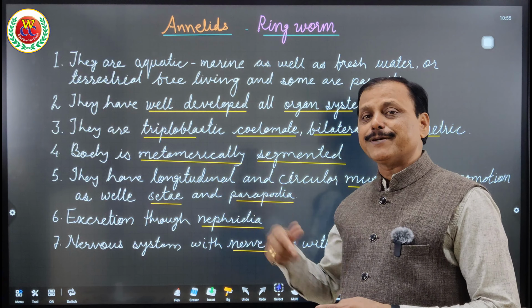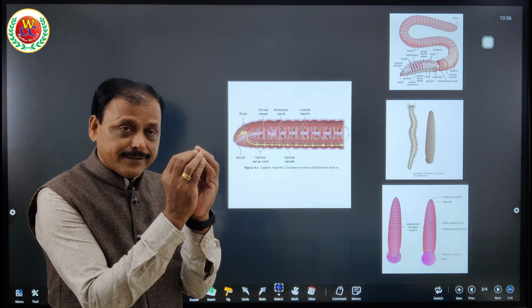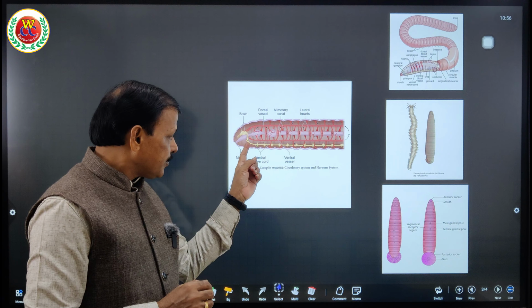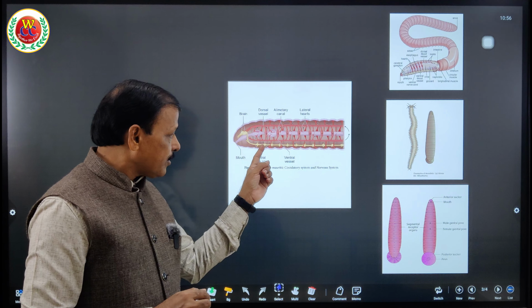Let's see in this figure, it's very clearly mentioned here. See this yellowish color, that is called the brain, and the brain extends through this ring-like structure called the nerve ring. That ring continues with these two solid nerve cords. They extend mid-ventrally, giving three peripheral nerves in each segment. That means they have a well-developed nervous system. Why is it? It is because they are triploblastic coelomate.